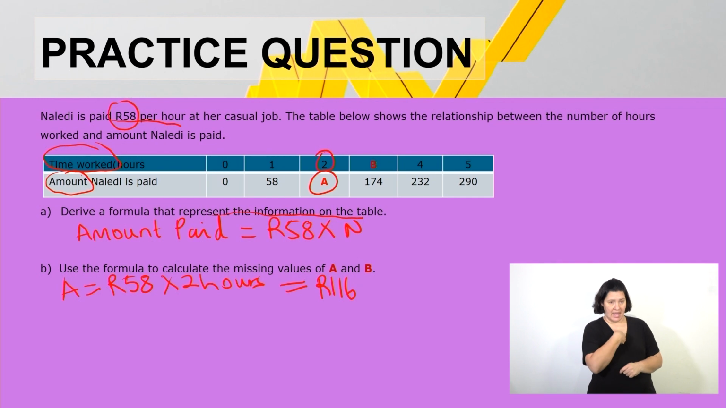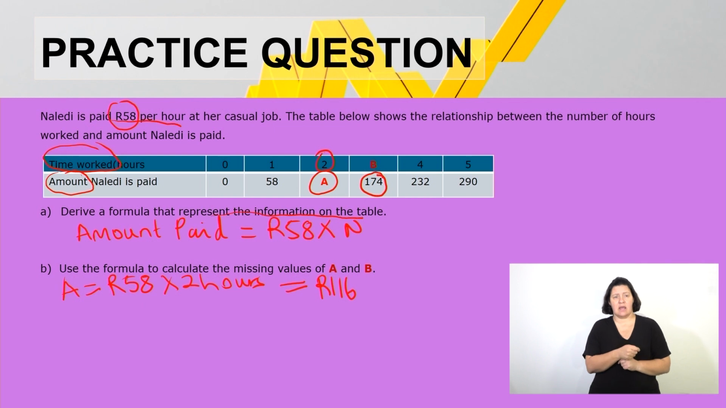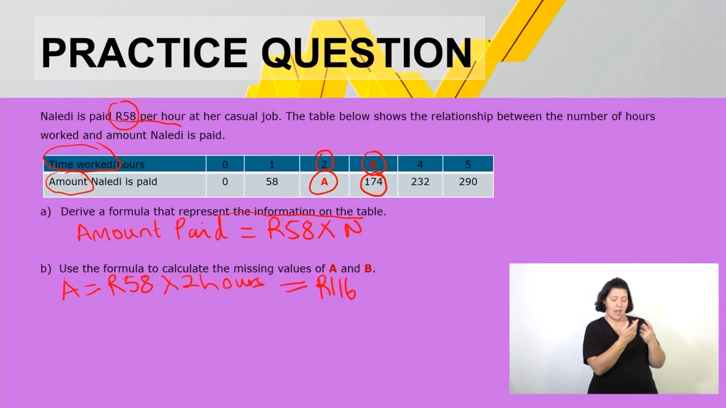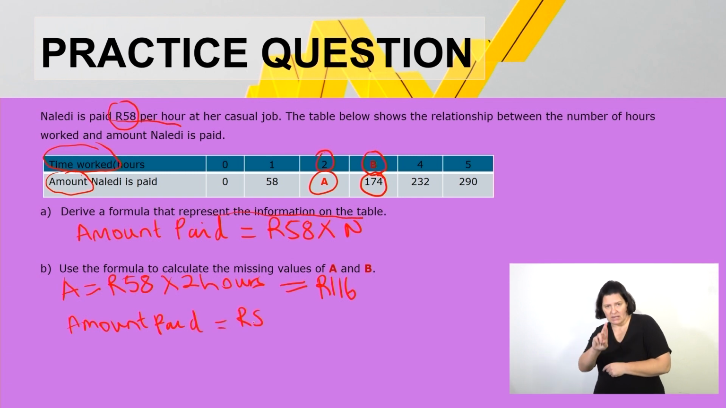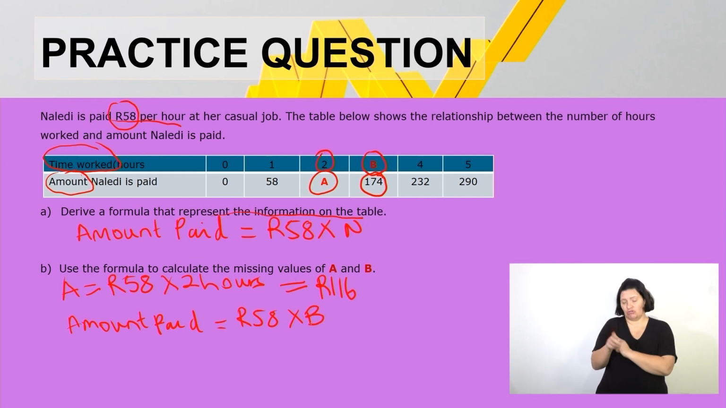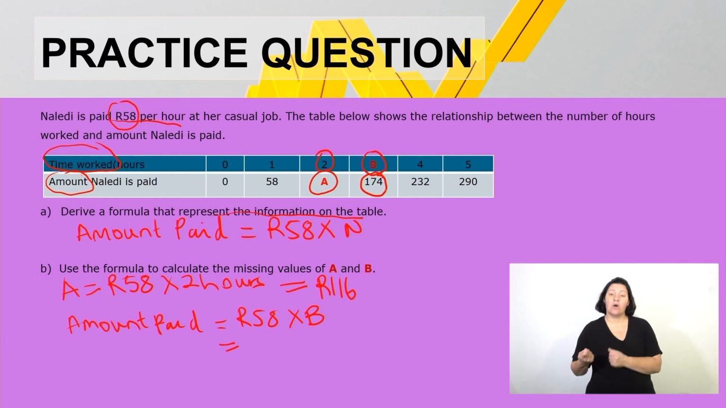So what does B say to us? It simply says if Naledi is paid 174 rand, for how many hours shall she have worked. Again, the formula will always take you straight to the answer. So do not gamble with this one. We say amount paid is equals to 58 rand multiplied by, remember our n has been replaced by B. So the amount that was paid to Naledi was 174 rand.